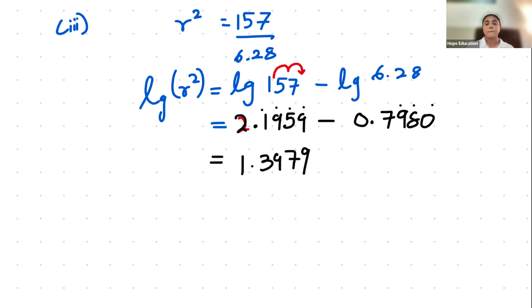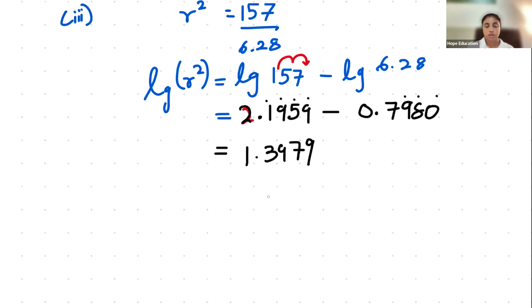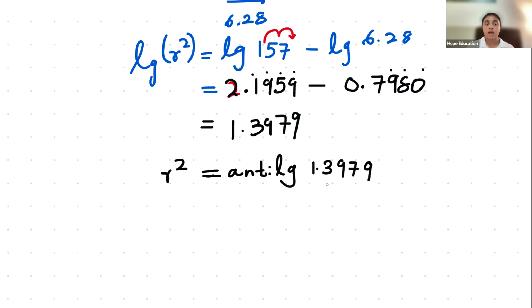Okay. So this is the subtraction, right? Then what we do is, this is log r squared. So we have to find r squared. So we have to find the antilog. Antilog of 1.3979. Now let's see how to find antilog. When you take a logarithmic value, this part we call the characteristic. This part we call the mantissa.